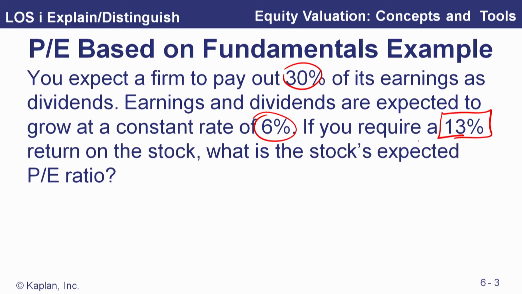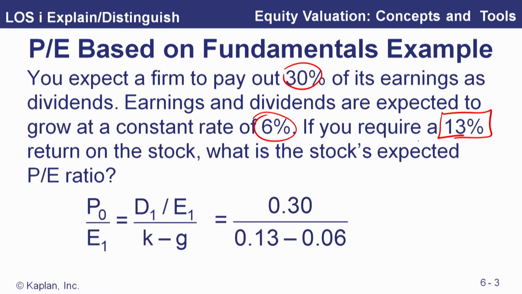And it's just as easy as it seems. We're going to put that payout ratio in the numerator and then k minus g in the denominator, and our PE ratio here is kind of low. It's 4.3 times next year's expected earnings.